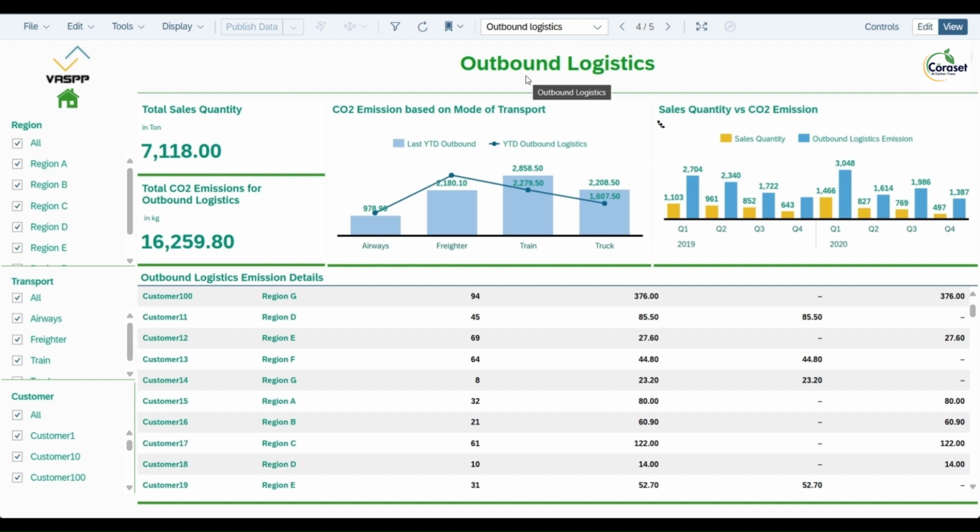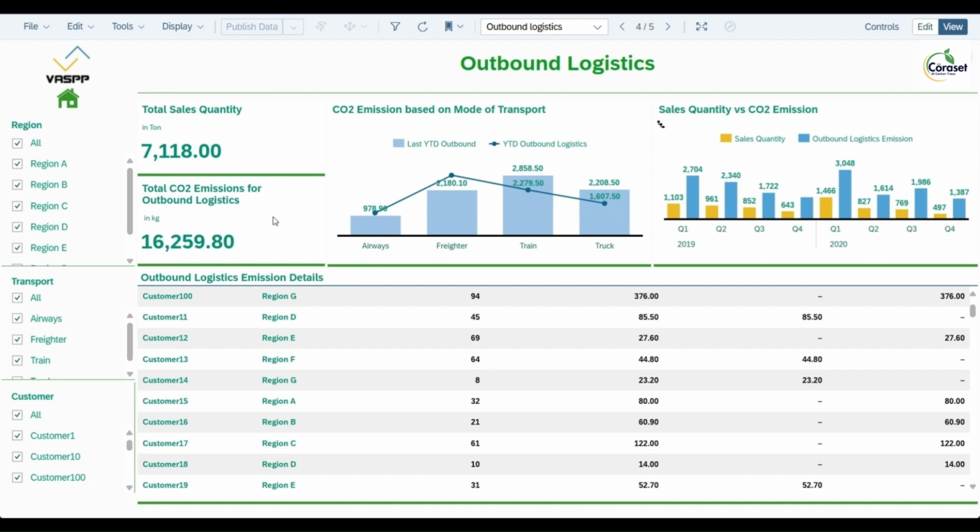The page also includes benchmarking tools to compare emissions against industry standards, highlighting areas with the highest impact. This detailed overview aids in optimizing logistics strategies to reduce the carbon footprint of outbound operations. The KPIs displayed are the total sales quantity, which measures the volume of goods sold and shipped, while the total CO2 emissions for outbound logistics tracks the carbon emissions generated during the distribution process.